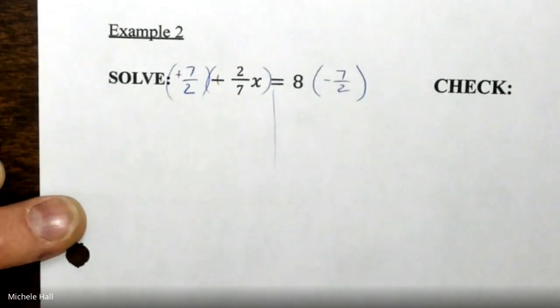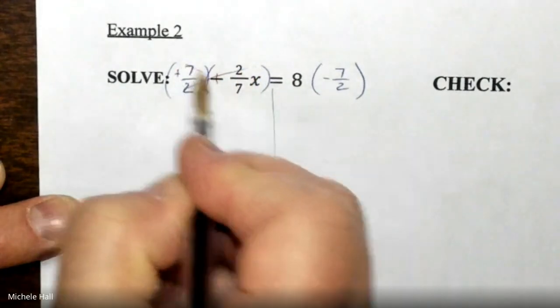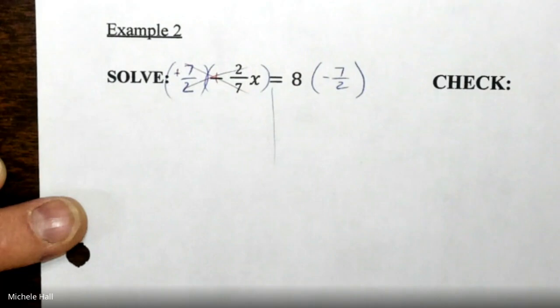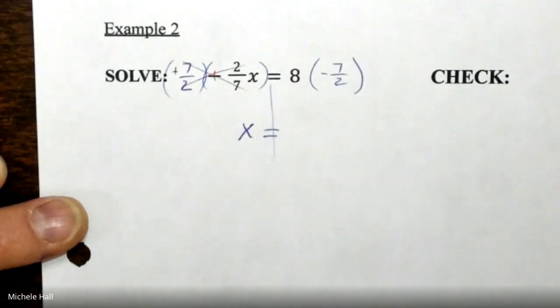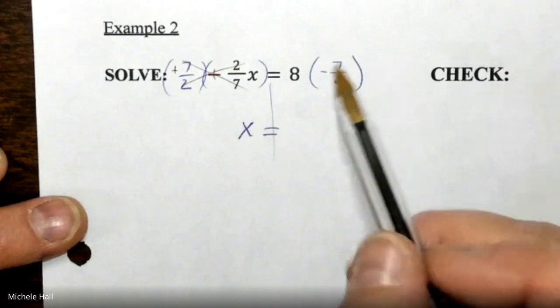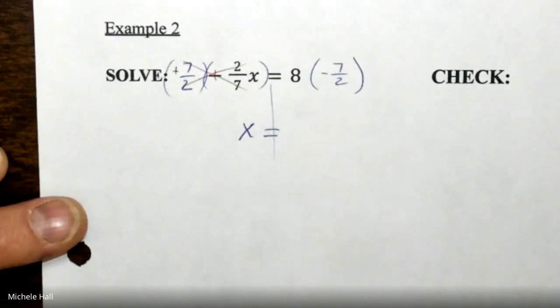I see a negative times a negative becomes positive. Just what I need, a positive 1. And then my 2's will cancel. My 7's will cancel. And that leaves just a positive x. You just need to do the math on the second side now. 8 times negative 7/2.